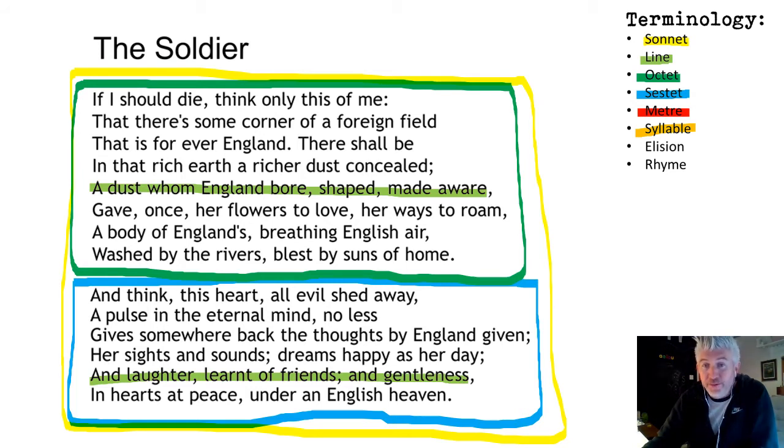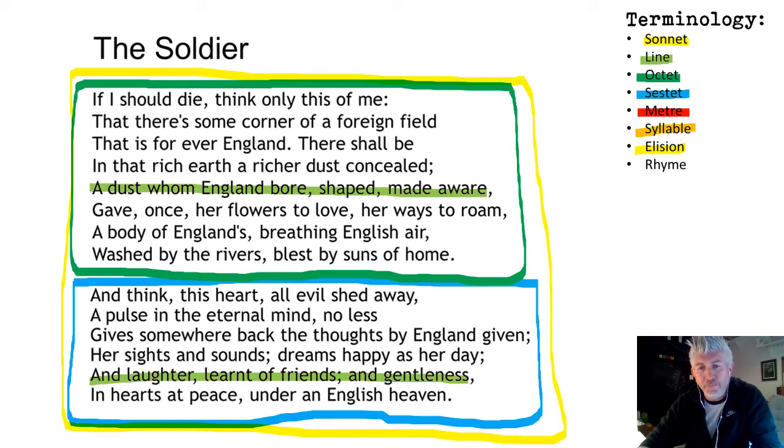Sometimes in a sonnet, we have a thing called elision. Partway through the lesson today, I'm going to ask you to look for elision, so I'm going to leave this one a little bit open. It's one of the syllable terms. When we get to that part of the lesson, you're going to be looking at the syllables again and working out the meter.